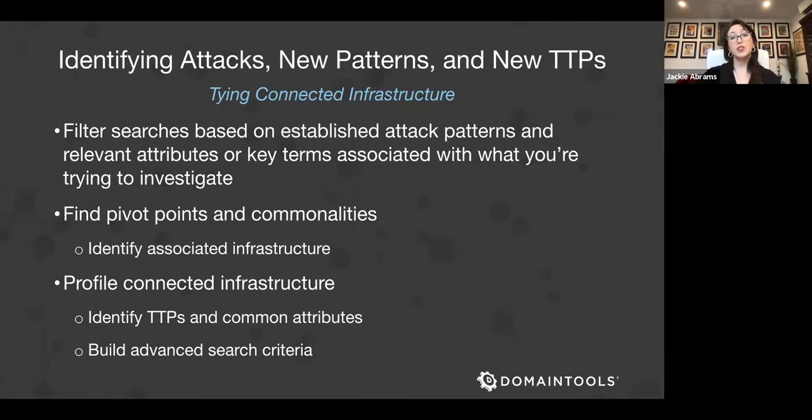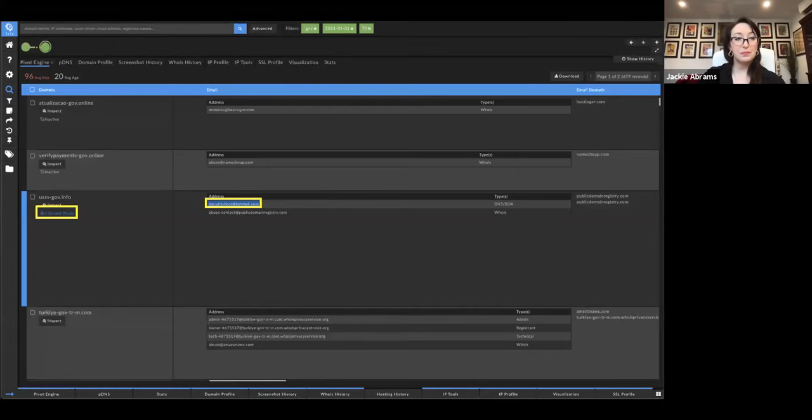So when you want to look a little bit further, tying these infrastructure associations is going to be critical. You can filter your searches based on established attack patterns and relevant attributes. You can find pivot points and commonalities to identify other connected domains or IPs, or if you're looking to do additional OSINT investigation later outside of the platform, any names, email addresses, phone numbers, or physical addresses that you might be able to search on. And you can then start to build a profile of your attacker, pulling out common attributes and TTPs so that you have an advanced search you can continue to run. And I'll show you how to do that.